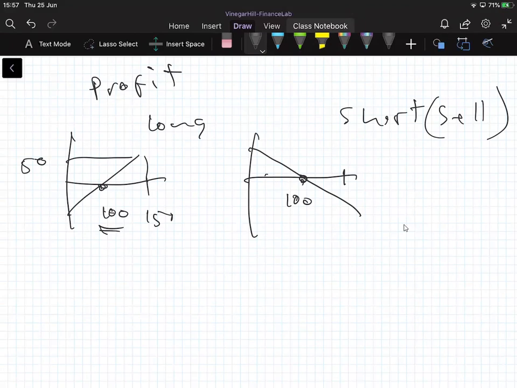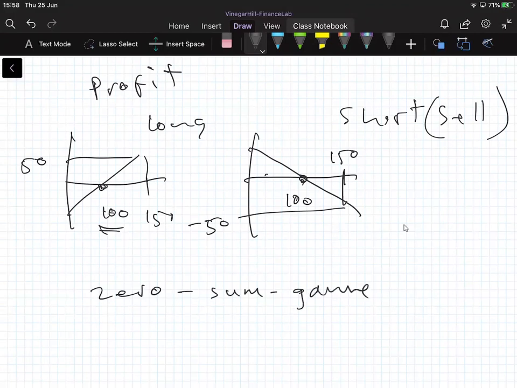consistent with the person who is buying for 100. The price goes up to 150, you have the short position, then you're losing 50. So we can see, when we look at this, we have a zero-sum game, okay? Okay, let's leave that there.